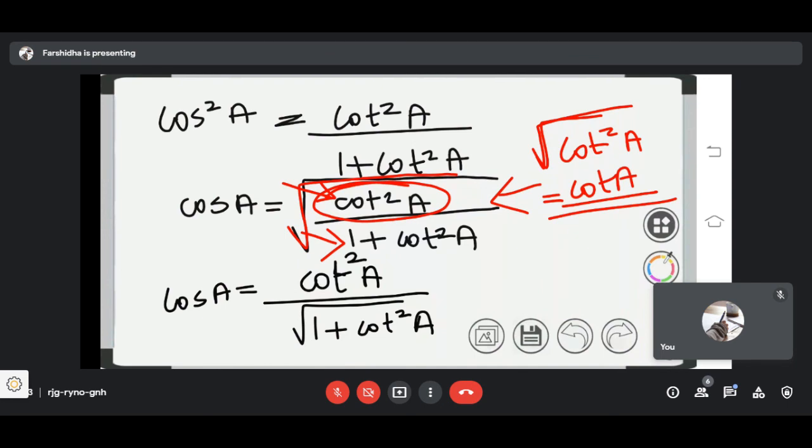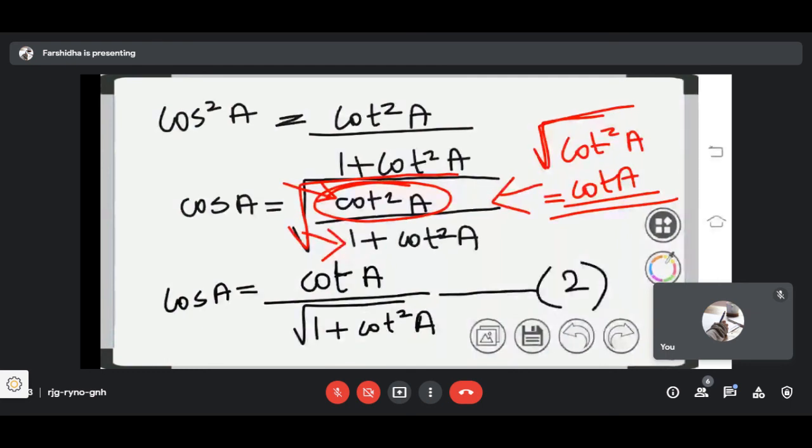Equation number 2. You got the value for cos A: cos A equal to cot A divided by root of 1 plus cot square A. So we have represented sin A in terms of cot A. Now we need sec in terms of cot A.